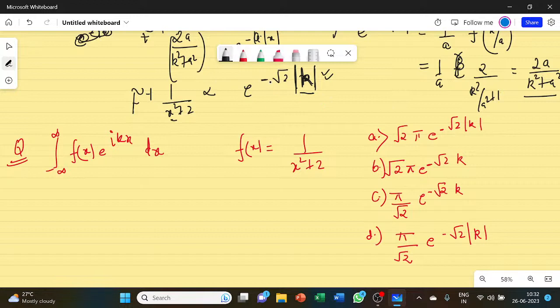Proportionality would be e to the power minus root 2 modulus of k. So these two things would get cancelled. Now I have to find these two things. So I will have to somehow find the integration. I cannot escape that.